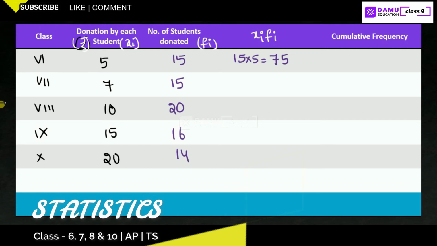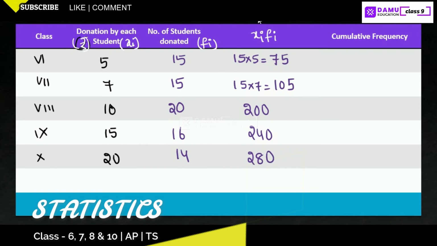So we are multiplying. What is the total amount here? We are calculating the total amount given by all the students. So 15 times 5 is 75, 15 times 7 is 105. Then 10 into 20, 200. Then 15 into 16, 240, then 14 into 20, 280. So these are the values.